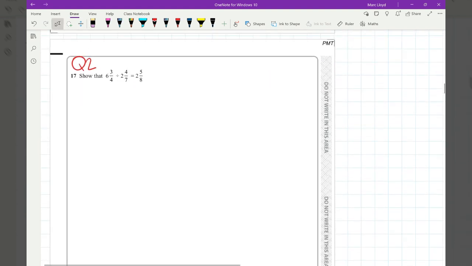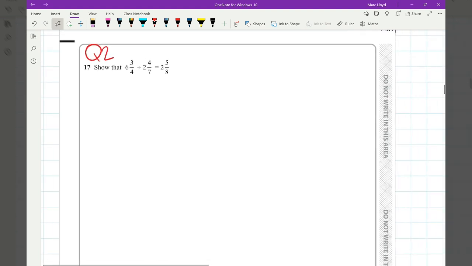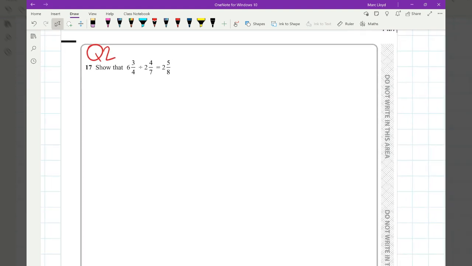Okay, question 2, show that. So to any of my year 11s, this is why we keep doing fractions work with our calculator. So we're going to first of all convert into improper fractions. 6 times 4, 24. Add the 3 is 27. So 27 over 4. Divide by 2 times 7, 14. Add the 4 is 18. 18 over 7. And I'm not going to look at the equal to bit at all. I'm not going to change that.